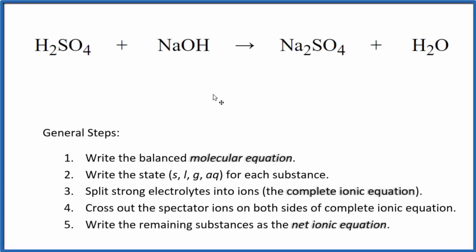In this video, we'll write the net ionic equation for H2SO4 plus NaOH. This is sulfuric acid and this is sodium hydroxide. We're going to assume that this reaction goes to completion and that all of this H2SO4 dissociates into its ions. So we have our equation.